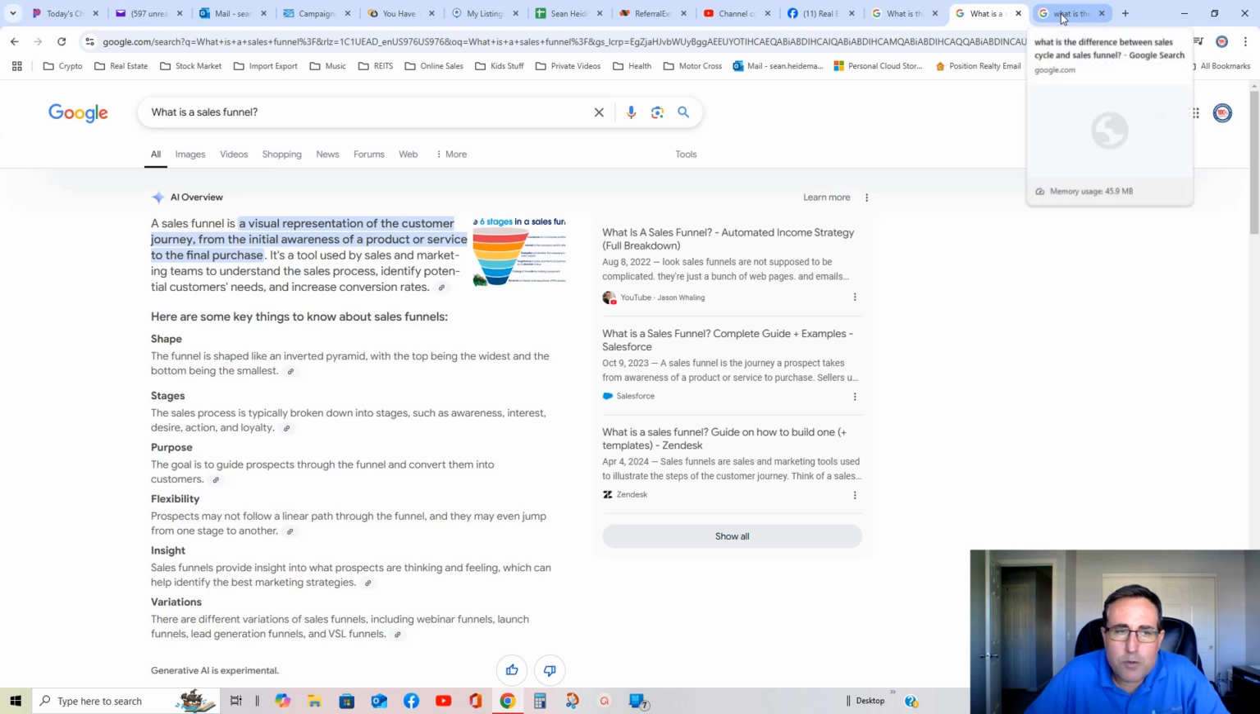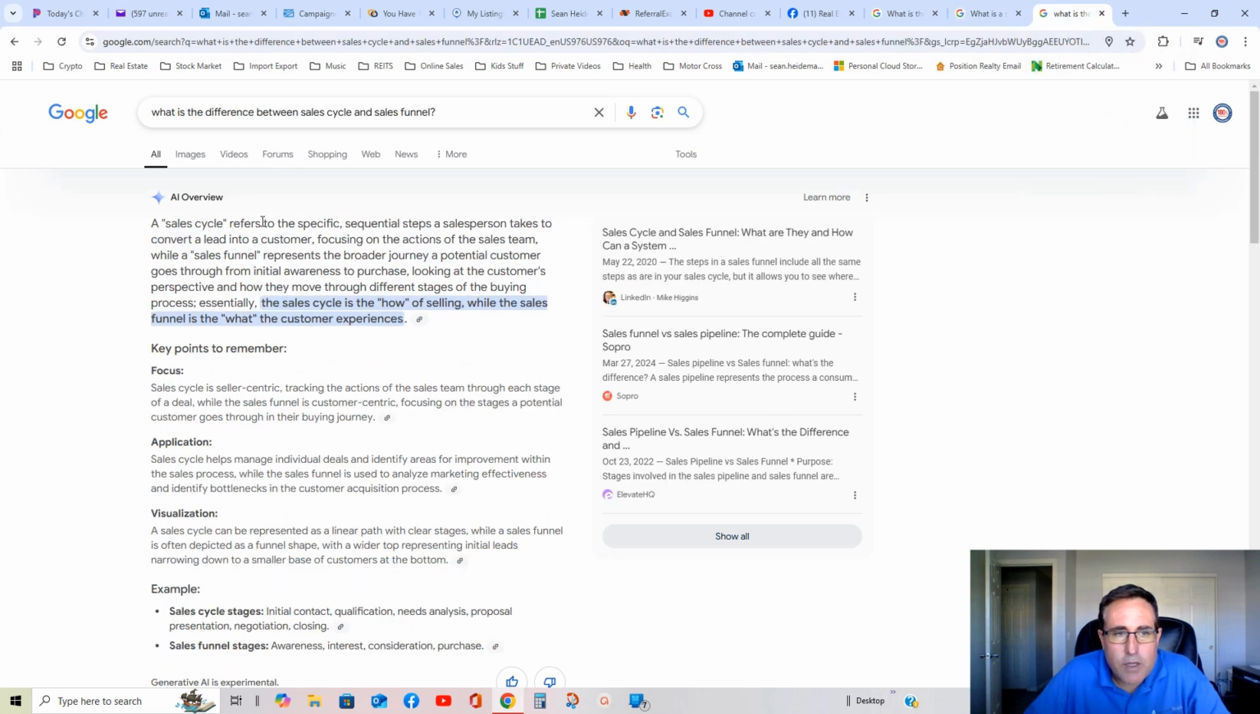So what is the difference between the two? A sales cycle refers to the specific sequential steps a salesperson takes to convert a lead into a customer, focusing on actions of the sales team, while a sales funnel represents the broader journey a potential customer goes through from initial awareness to purchase, looking at the customer's perspective and how they move through the different stages of the buying process.